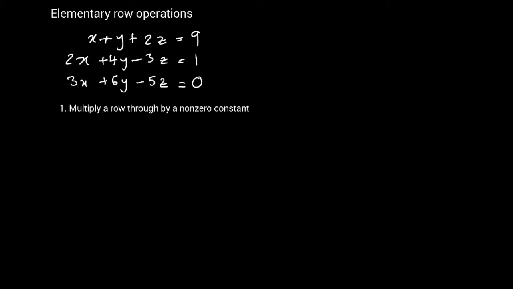So when we say multiplying a row, it means, of course, both sides of the equation are multiplied. So therefore, that mathematical balance remains intact. So the next elementary row operation is we can interchange any two rows.